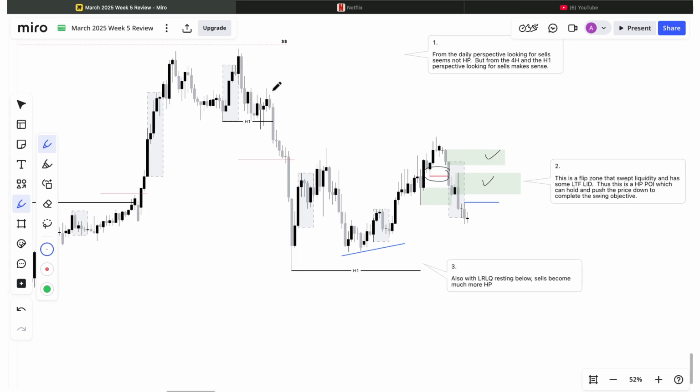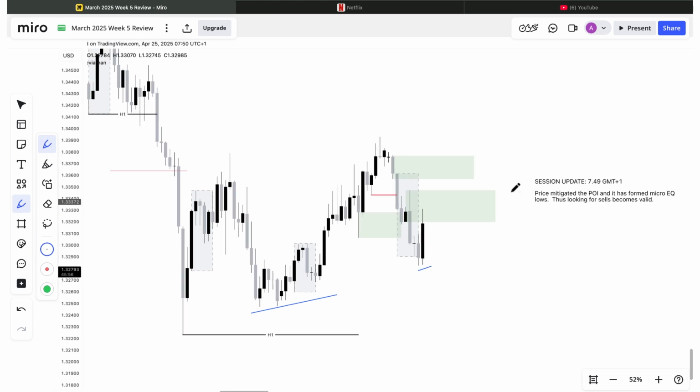So this is the most high probability POI, but since the fractal structure as well as the swing structure is now aligned with the resting liquidity below, I am so confident that this POI can hold because it has swept liquidity, it has inducement, it has a flipped demand zone. So what else do I want?